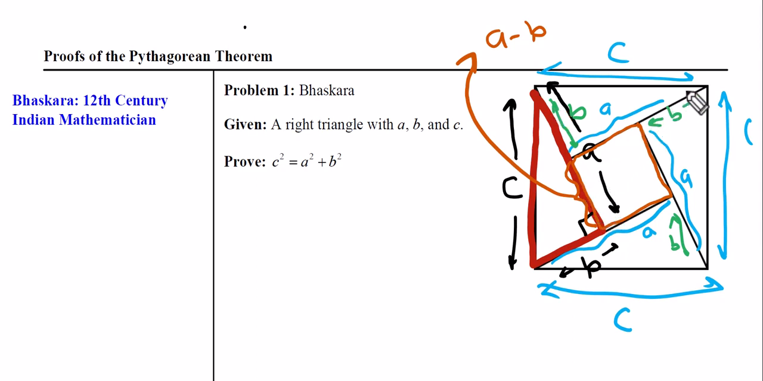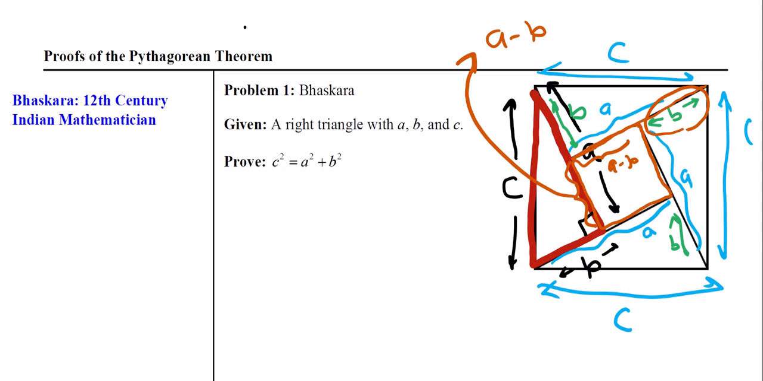You could also look at it from this perspective, where this entire side from here to here is A, but I'm removing this amount from it. So that makes this side right here, from here to here, A minus B as well. And because it's a square, and a square is a regular quadrilateral, all the sides are congruent. So every side on this square is A minus B.